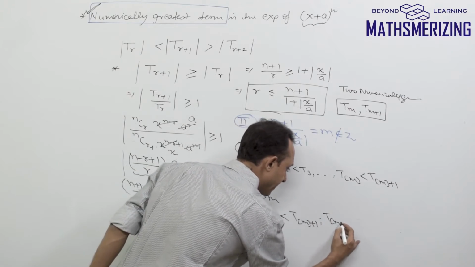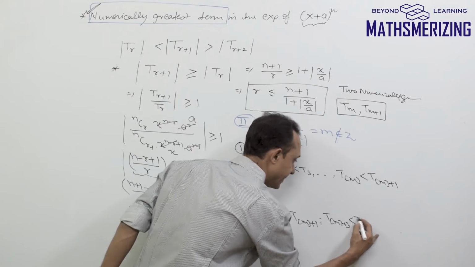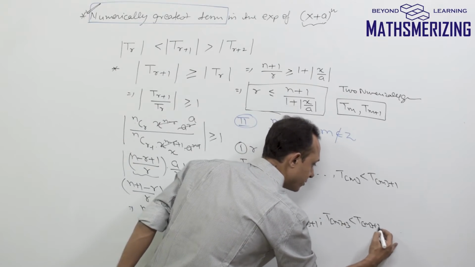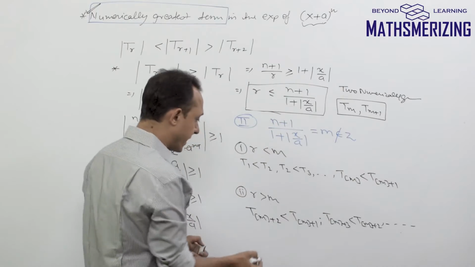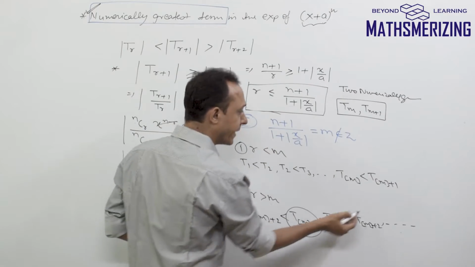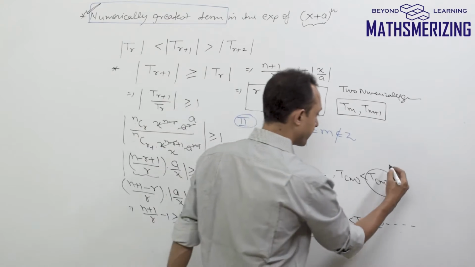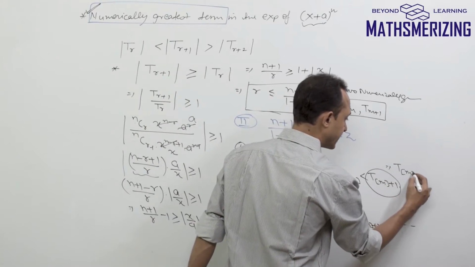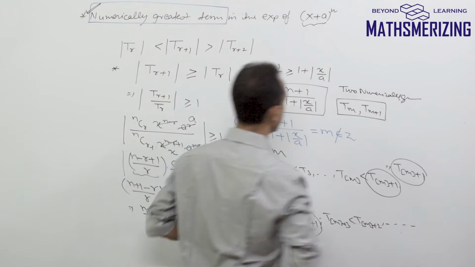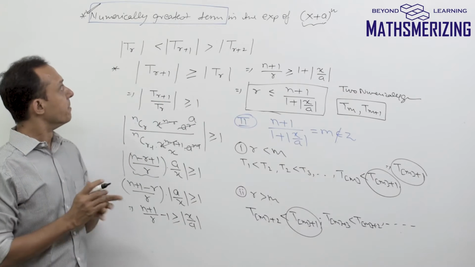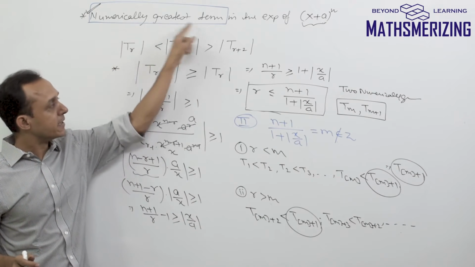The greatest integer function of m plus 3 is less than the greatest integer function of m plus 2. So, we'll continue in this way. Here we'll have only one numerically greatest term, and that numerically greatest term will be the greatest integer function of m plus 1. So, this is how we simplify conditions for numerically greatest term.